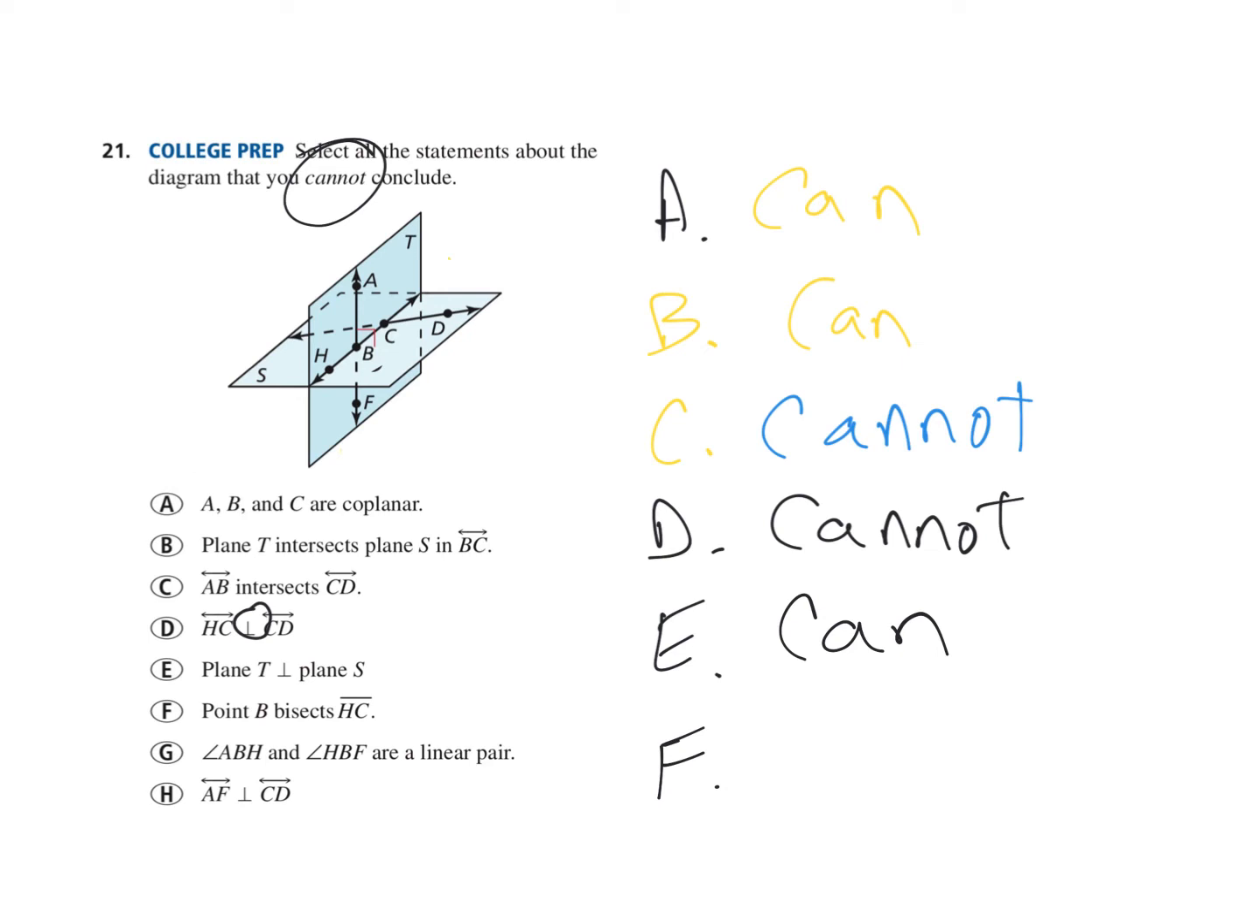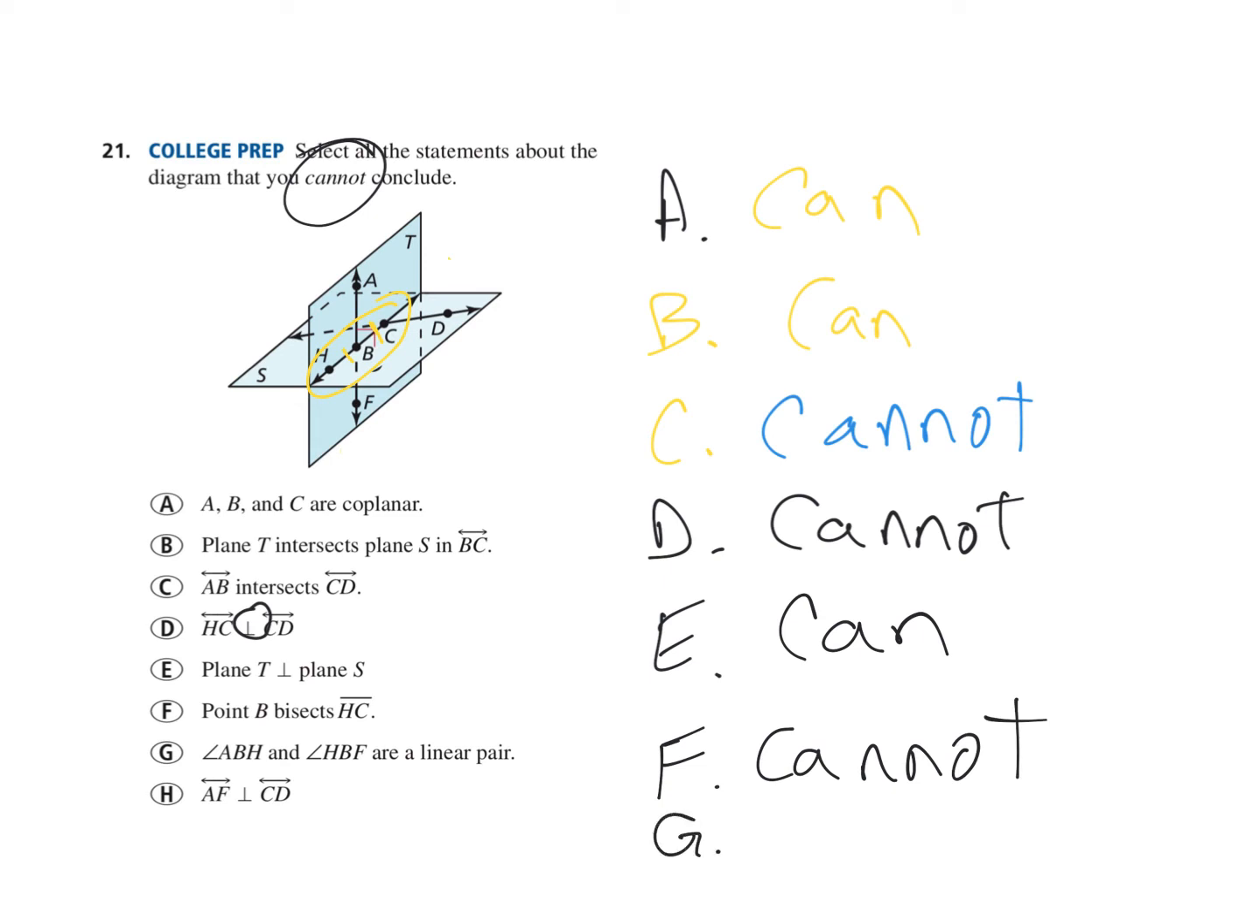Point B bisects the segment HC. So there's B and HC. There are no marks saying that they are identical in length, HB or BC. You would have to have a hash mark there and a hash mark there. So you cannot conclude that. And now G.